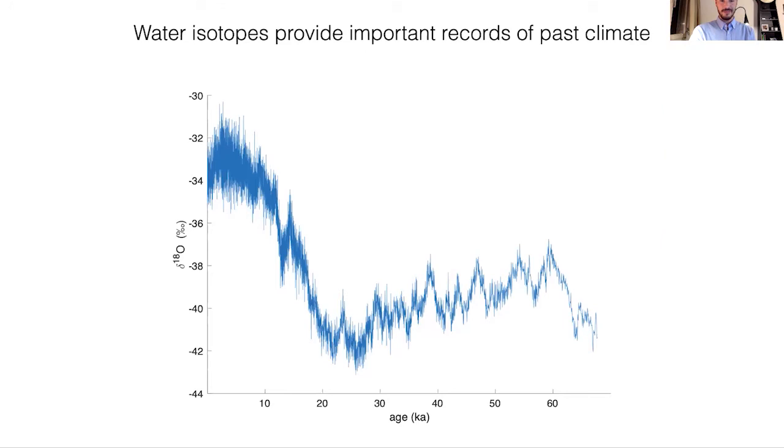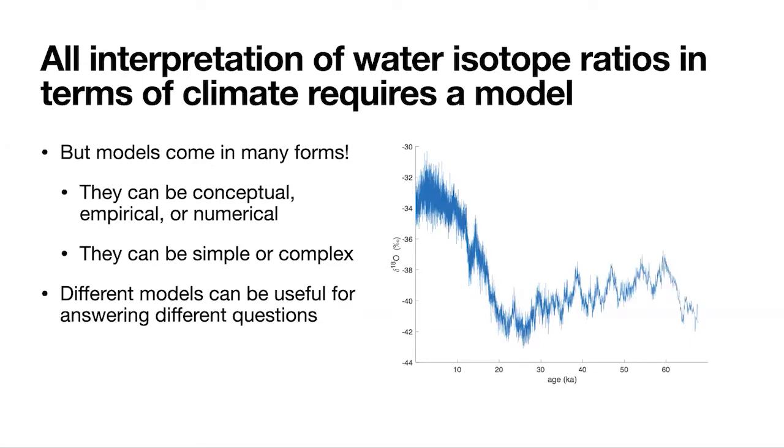The first main point I want to make today is that all interpretation of water isotope ratios in terms of climate in the past, that is their use as a proxy, requires a model.